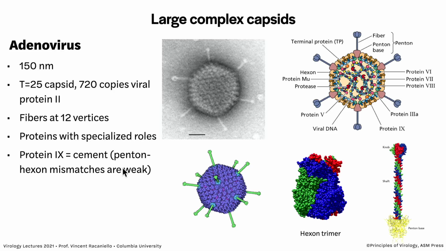But at each of the 12 5-fold axes, there's a fiber, shown here in green. And here's the fiber protein here on the right. It consists of a knob, a shaft, and a penton base that's inserted in there. So that's unusual. We haven't seen that before. But then there are other proteins with specialized roles. And if you look at the virus particle here, in addition to the hexon and the penton base and the fiber, there's a lot of other proteins here with different roles. And the one I want to point out is 9, which we call cement. It helps stabilize the particle because these penton-hexon mismatches are weak. They're not great. They're not perfect. So you have another protein here, protein 9. You can see here these little brown guys stuck in between the hexons to help glue them together, if you will.